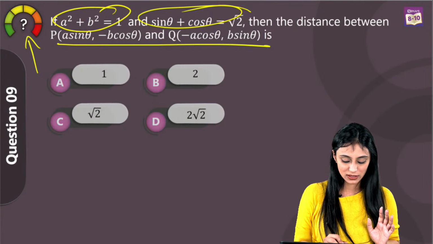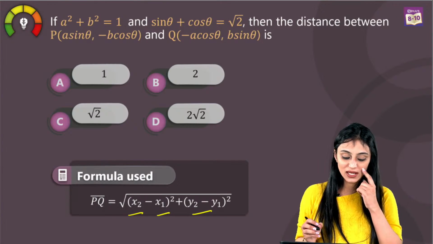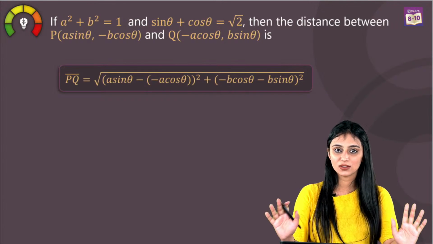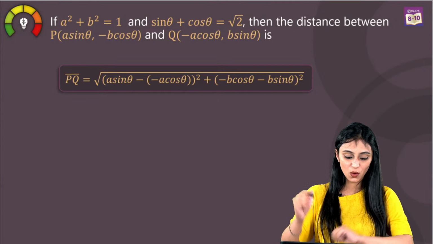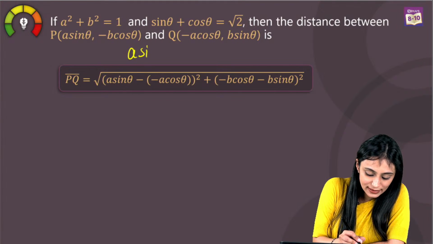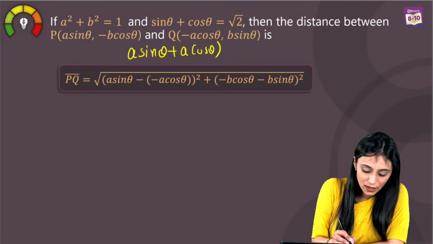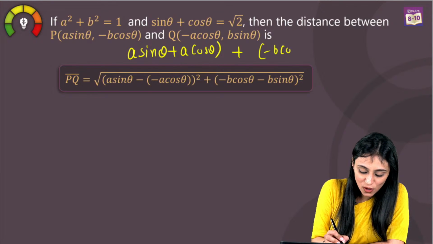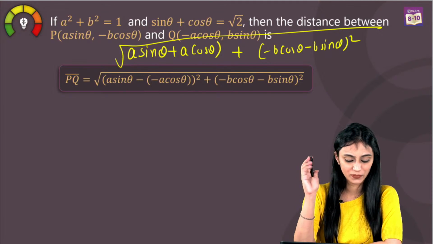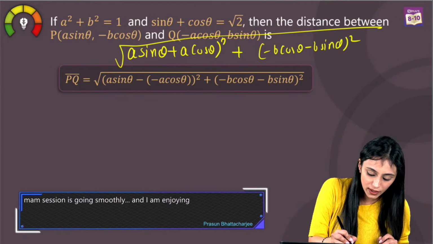First, let's find out the distance, okay? So we know what distance formula is, that's x2 minus x1 whole square plus y2 minus y1 whole square. Okay, so let's find out their distance. This is what we are going to get, correct? Okay, so here if I simplify this, that's going to be a sine theta plus a cos theta, minus minus would be plus, whole square, plus minus b cos theta minus b sine theta whole square, square root, correct?